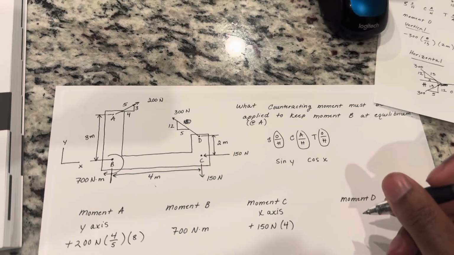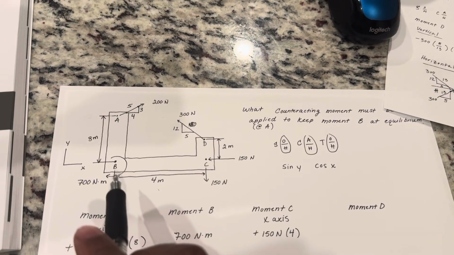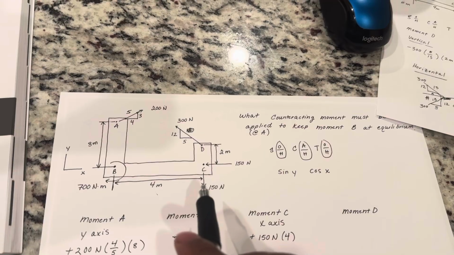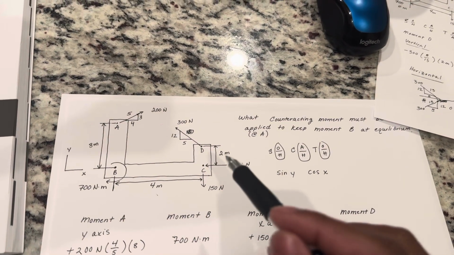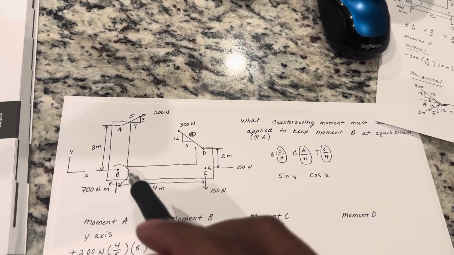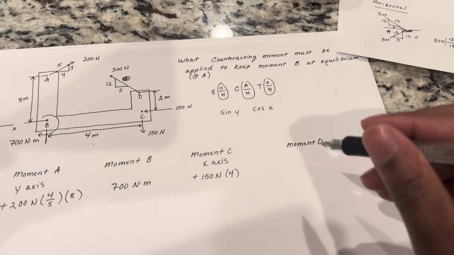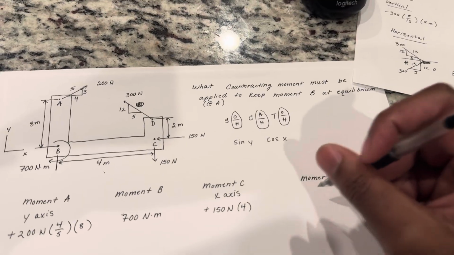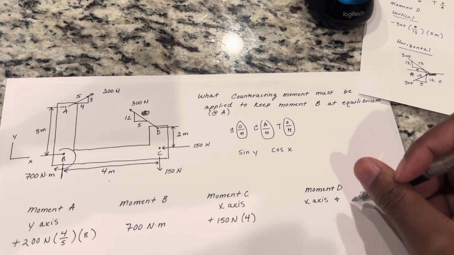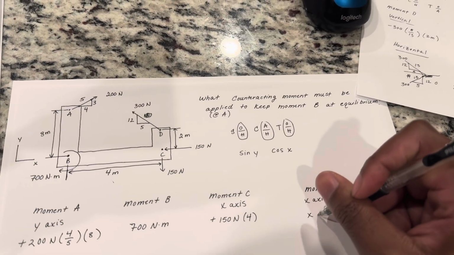Now, moment D is where things get a little tricky. Moment D, you got to look at your x-axis. So it has a distance in the x-axis of 4 meters, and it also has a distance in the y-axis of 2 meters from moment B. So you have both X and Y, so you have to break those into two components. So this would be X-axis and Y-axis. We'll take care of the X-axis first.